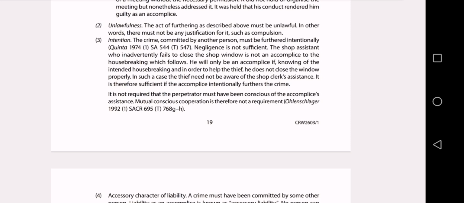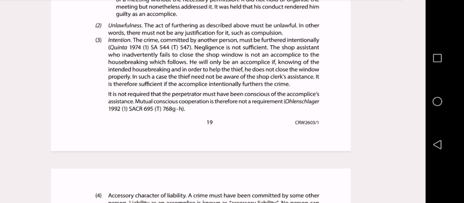The act of furthering as described above must be unlawful. In other words, there must not be any justification for it, such as compulsion. 3. Intention. The crime committed by another person must be furthered intentionally.